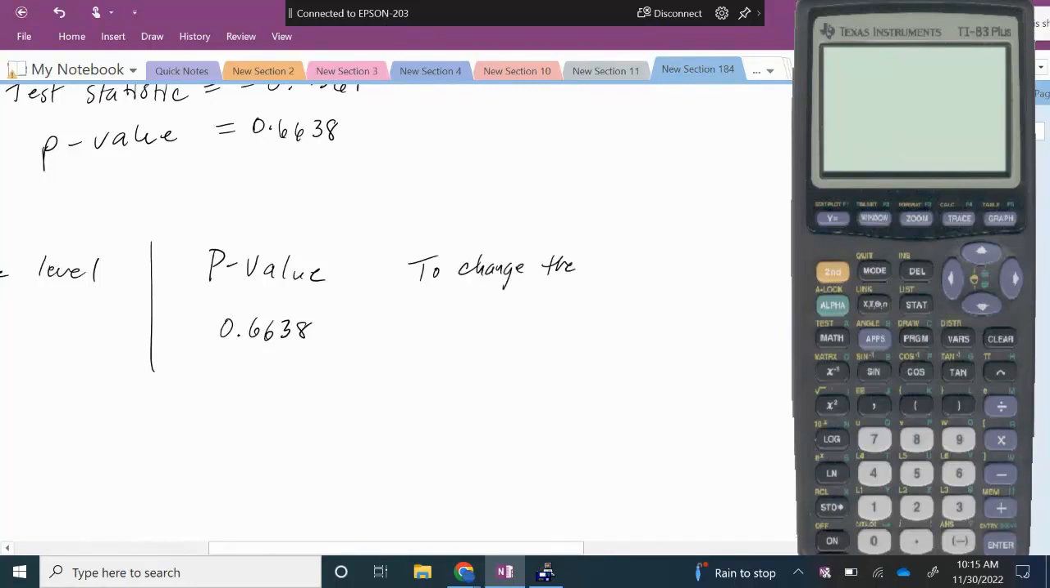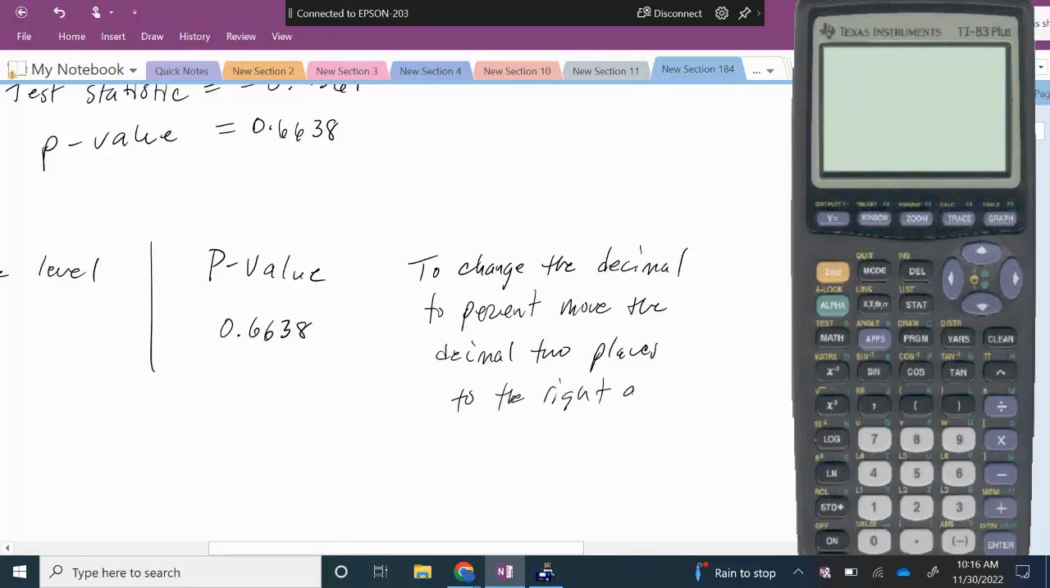So to change the decimal to percent, move the decimal 2 places to the right and add percent symbol. So we get 66.38%.